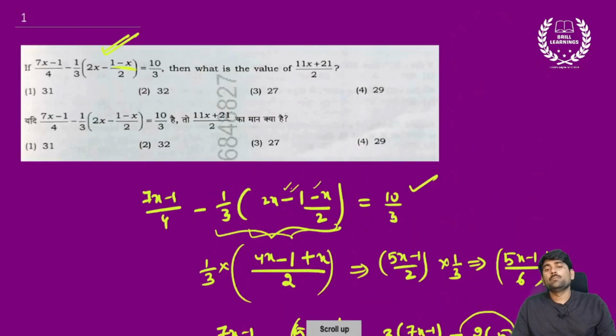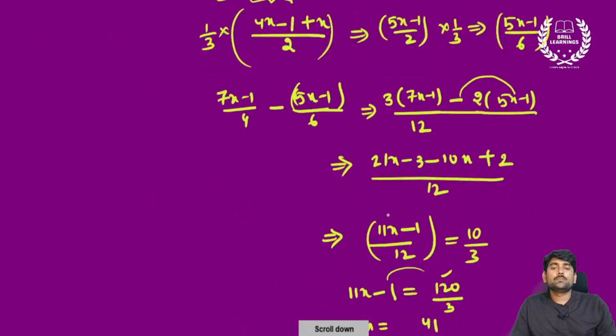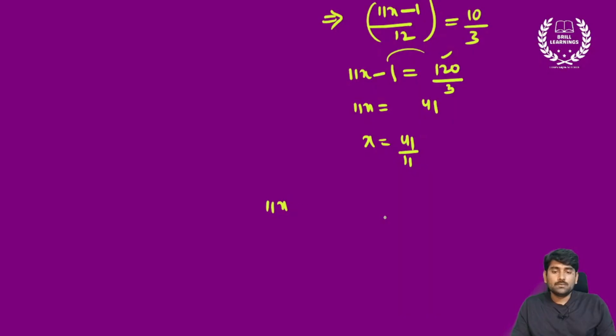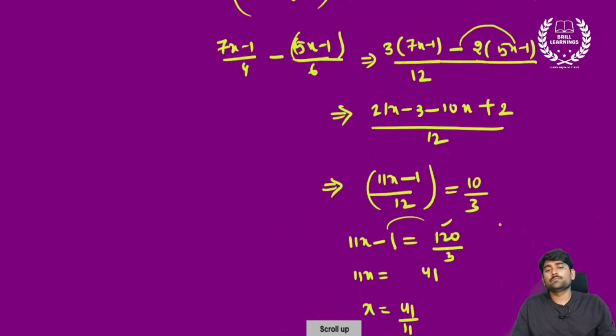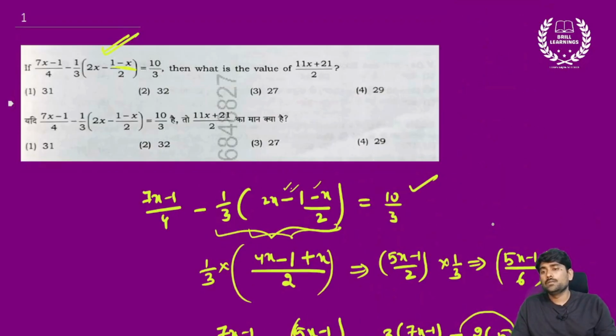But what we need to find here is 11x plus 21 by 2 value. So substitute x value here, 11 into 41 by 11 plus 21 by 2, which gives us, this 11 gets cancelled, 41 plus 21, that is 62 by 2, which gives us 31 is the right answer. So for this question, the first option is the right answer. Let's move to the next question.